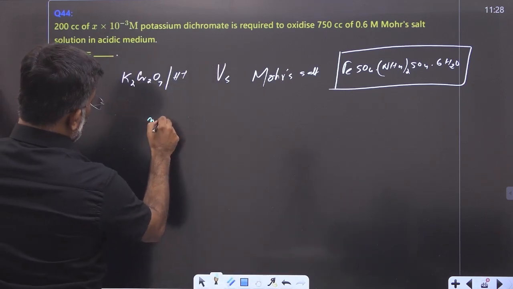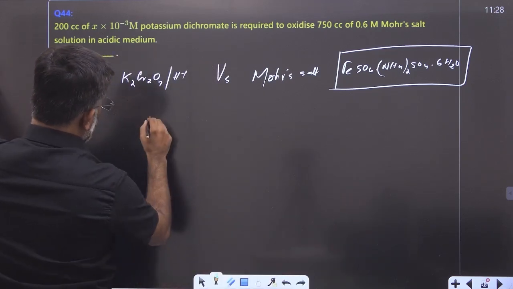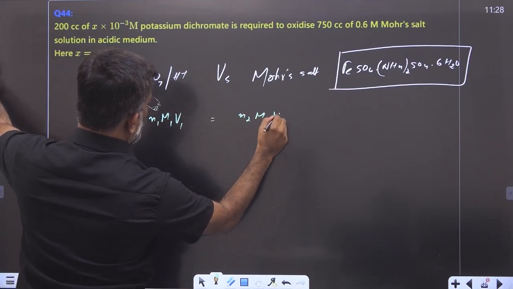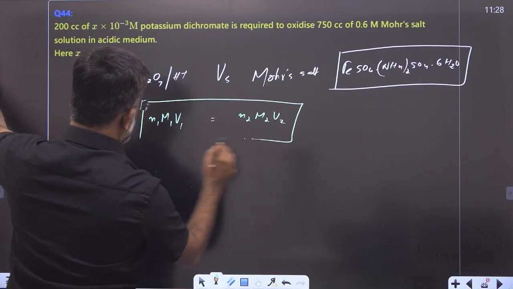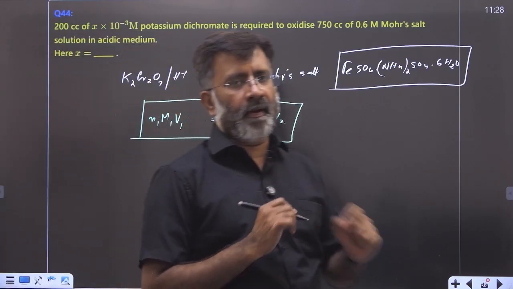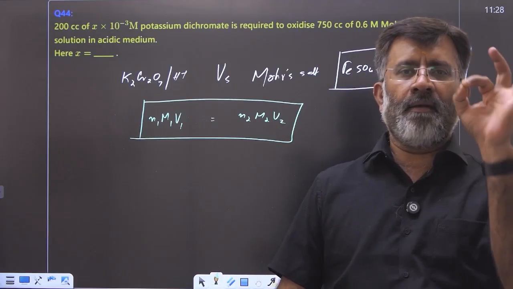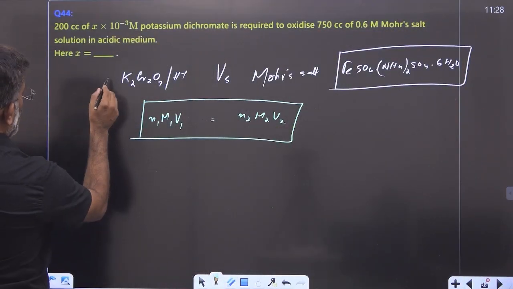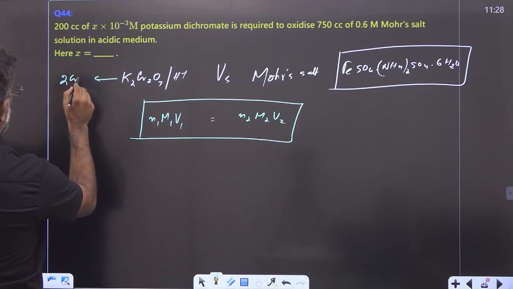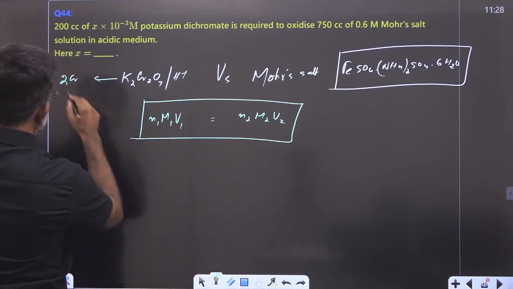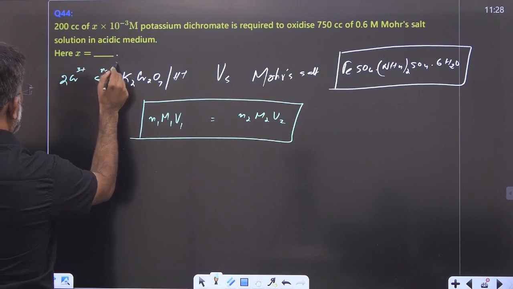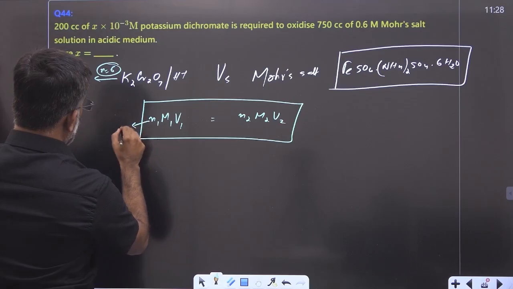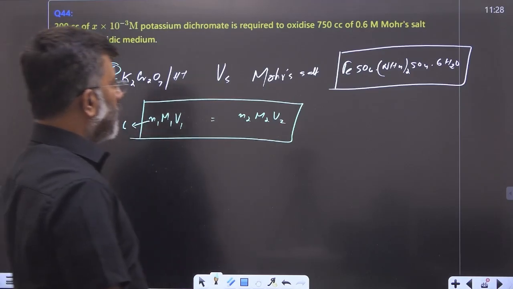So the calculation is pretty simple. It is N1 M1 V1 equal to N2 M2 V2. Many times we have discussed in the classes, where N1, N2 are the respective N factors. What is the N factor for potassium dichromate in acid medium? All of you know potassium dichromate in acid medium is converted to 2Cr3 plus. So N factor is 6. So N1 equal to 6.